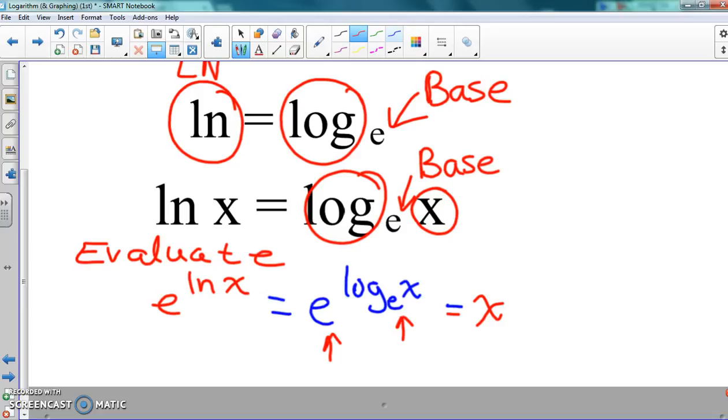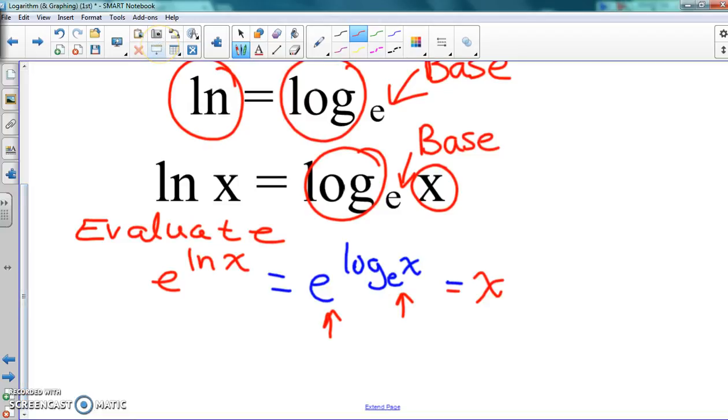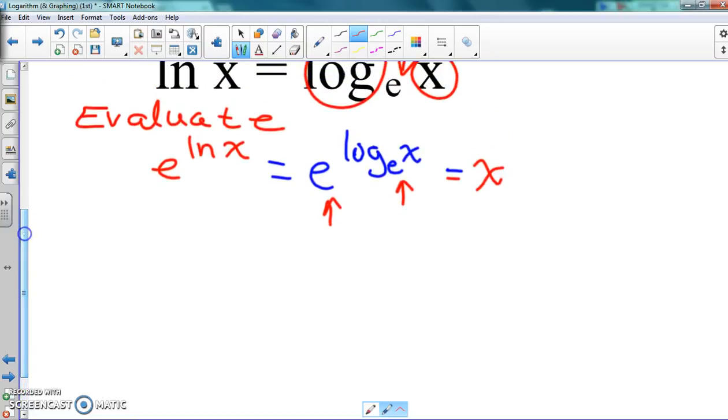So that was using the inverse property, but here's another thing. This is going to show up a lot in the future, so it'd be good for you to know this. It'd be best for you to know it now, because it's going to show up a lot in the future. A whole lot. Natural log and E cancel each other out.